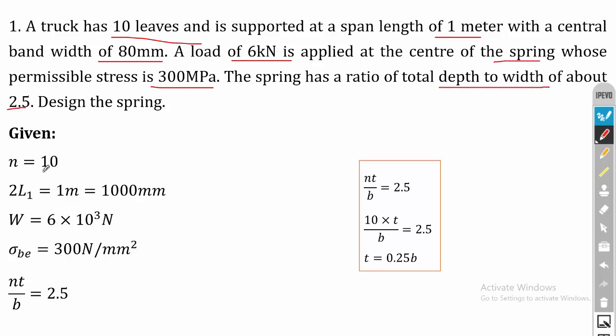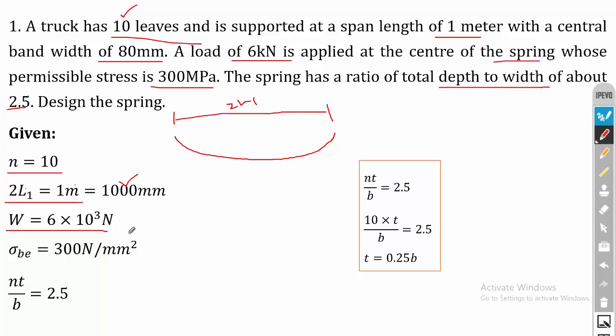So we'll start from the given data. Mostly the trucks are equipped with the leaf spring. In the problem itself, they have specified that it has 10 leaves. So the total number of leaves n is equal to 10, and it is supported at a span length of 1 meter. In the previous lecture we have seen that the span length is the overall length, that is 2L1. So this is your leaf and this is 2L1. That is 1 meter, I have converted it into mm, 1000 mm.